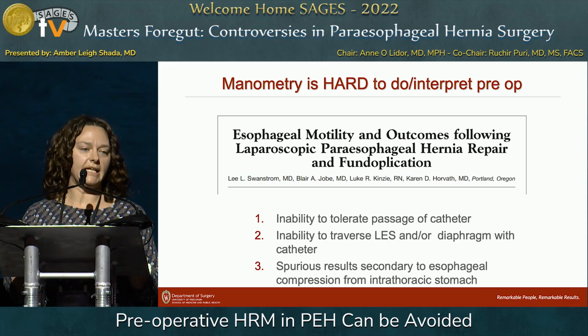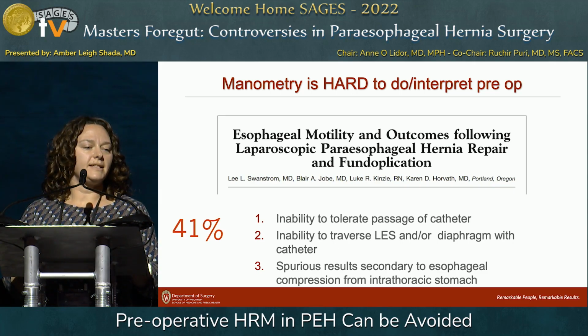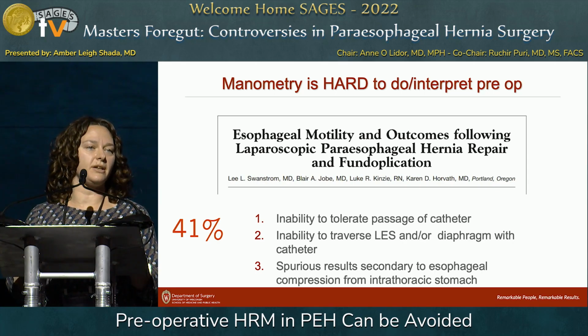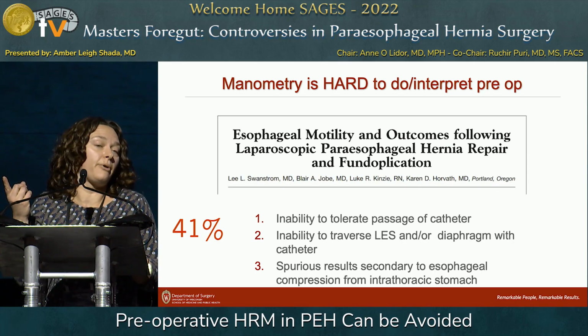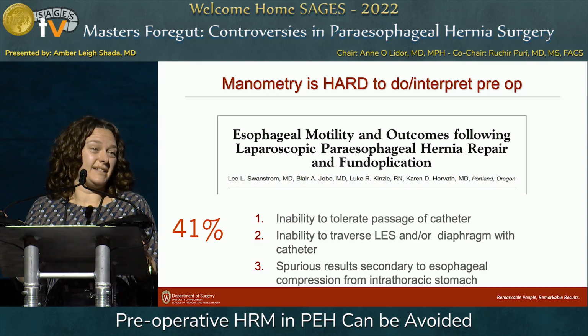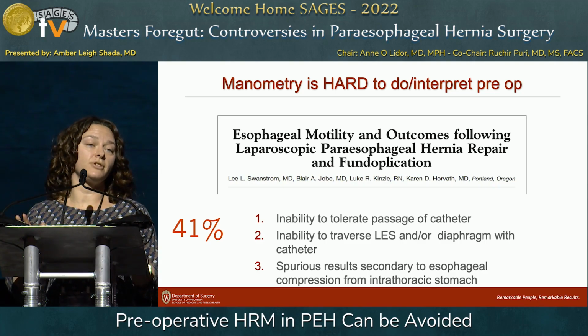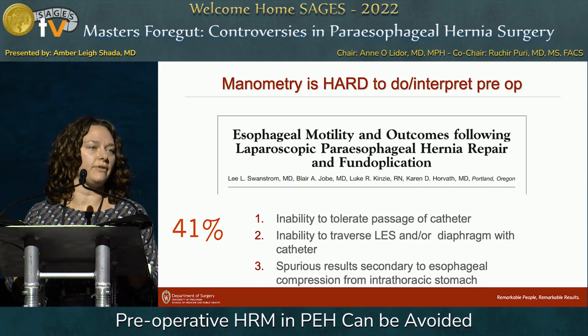This is a classic study looking at outcomes after paraesophageal hernia repair, and from the Oregon group. And basically, the takeaway from this was, it's hard to do manometry on patients with a big hernia. 41% of patients, they said they couldn't interpret, they couldn't use the results of the manometry. Either the patient couldn't tolerate the probe, you couldn't get the probe past the diaphragm. That can be really challenging. It's even challenging to get an endoscope past the diaphragm sometimes for a big hernia. And then the third one's interesting, right? Spurious results from esophageal compression, meaning you can't even trust what you're seeing for outflow.